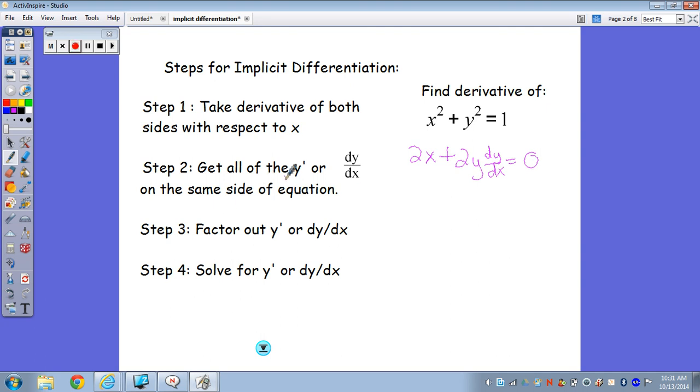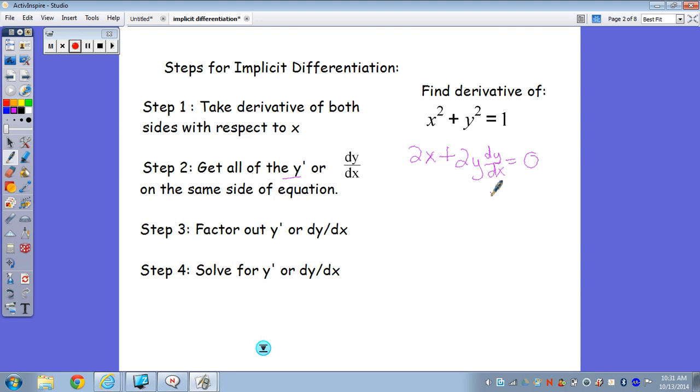Step 2 is get all the y prime or dy dx on the same side of the equation. If you forget in step 1 to multiply by the dy dx, you won't be able to do the rest of the problem. So make sure that you remember the chain rule whenever you're taking the derivative of y, and you put y prime or dy dx.